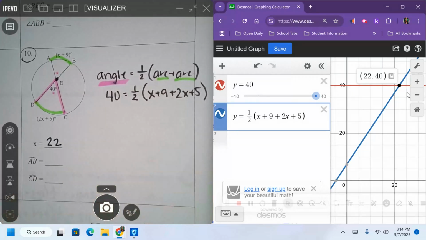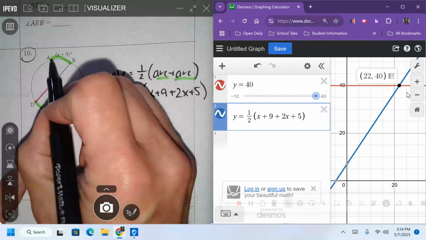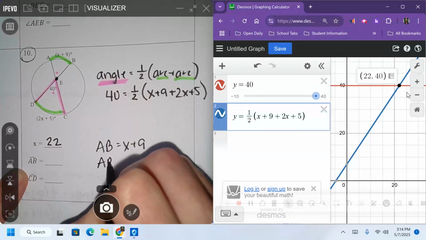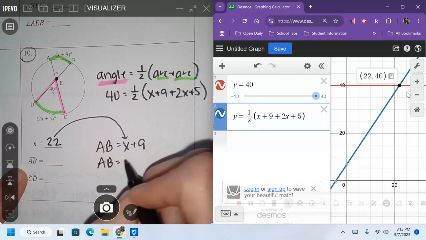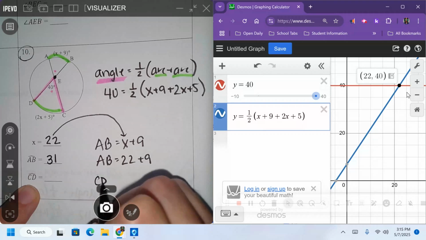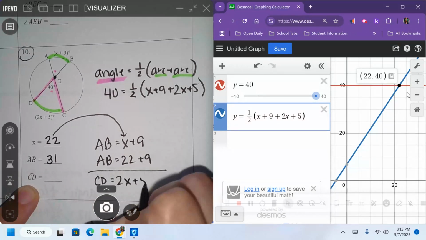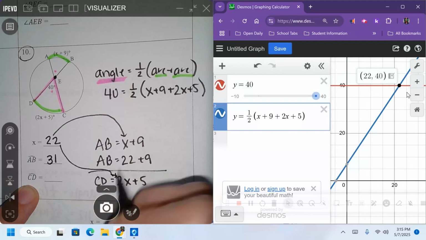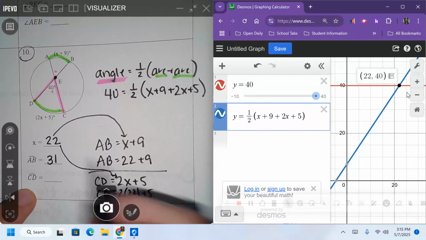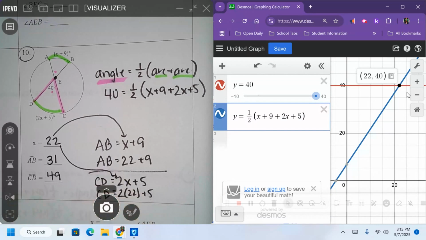Now, notice what they have you do. They want you to then plug back in and find a couple measurements. So they want arc AB. They want this arc. So AB is x plus 9 which means you got to take that x and plug it back in. So you get 31. CD is 2x plus 5, so same thing, you got to plug that back in. So you get 44 plus 5 be 49. Okay, so those are your angles inside, okay?